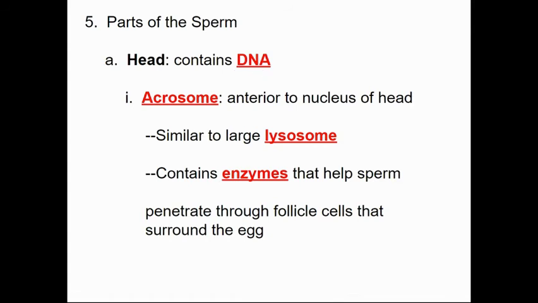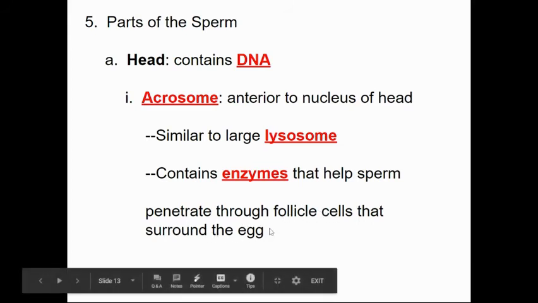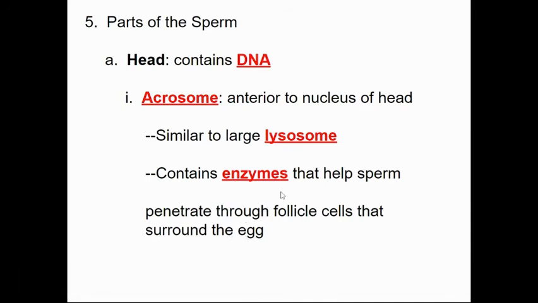Now the end of it is a cap called an acrosome. So it's anterior to the nucleus of the head, meaning it's the very tip of the sperm. And it's kind of like a large lysosome, meaning it has digestive enzymes in it. And the function of that is when they come in contact with the follicle cells that surround and protect that egg that's been ovulated, they are what penetrate through it. We need to break down those follicle cells for the sperm to get in.